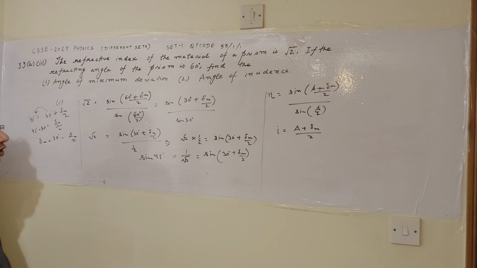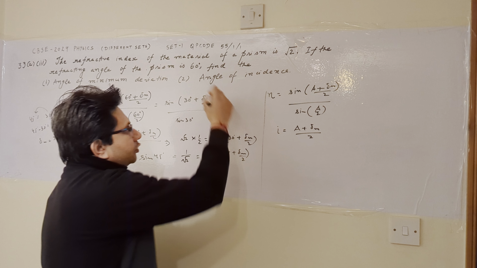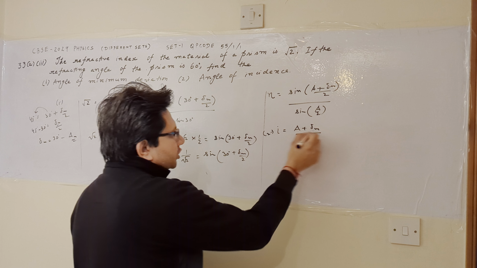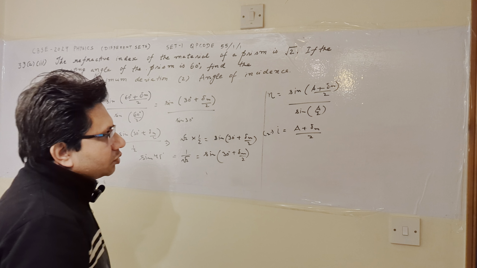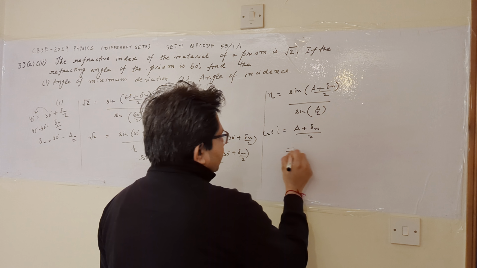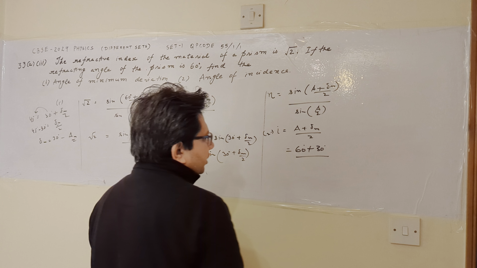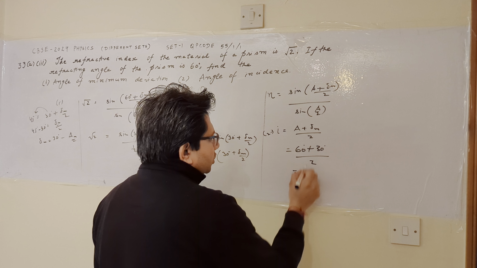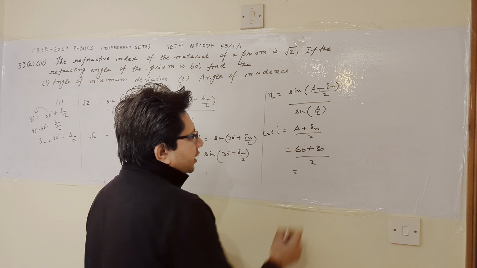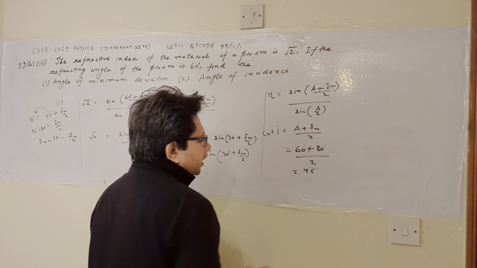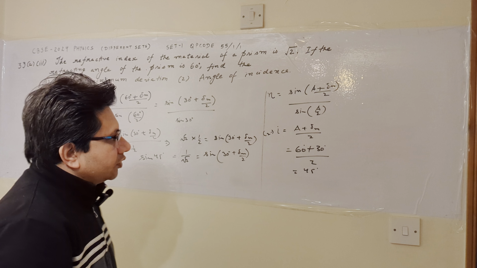So this is the answer of the first part of the problem. The second part, we have to calculate the angle of incidence. So we have to use this particular equation, i equals (A plus delta m) by 2. So A is given as 60 degrees, delta m, which we have calculated as 30 degrees, upon 2. 60 plus 30 is 90, 90 upon 2 is 45. So we can say that the angle of incidence is 45 degrees.